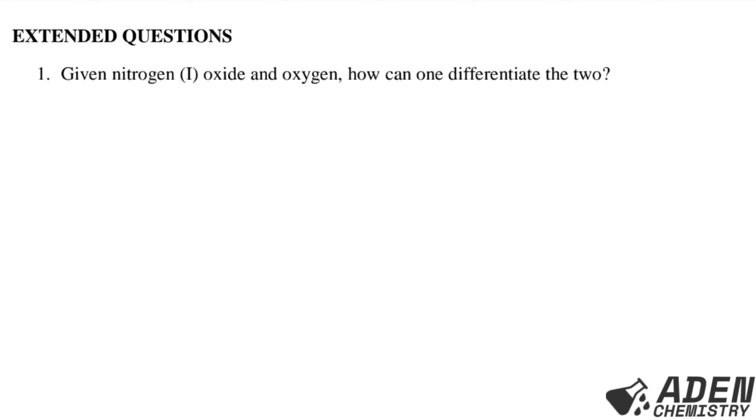Lastly, we are going to go to the extended questions. Learners, we have only one question. We are told, given nitrogen monoxide and oxygen, how can one differentiate the two? So kindly try to answer. What is the difference between nitrogen monoxide and oxygen gas? Remember, the similarity is that both of them rekindle or light up a glowing splint. So what is the difference between the two gases?